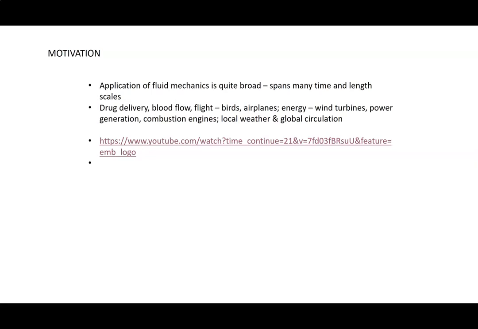Likewise, for any energy generating devices such as wind turbines or for power generation purposes, if you're looking at cooling water circulation for a power plant or combustion engines like your automobile, these are examples in which fluid mechanics does play a role. Likewise, when you're talking about local weather or even global circulation models, where fluid mechanics plays a role at very large scales.